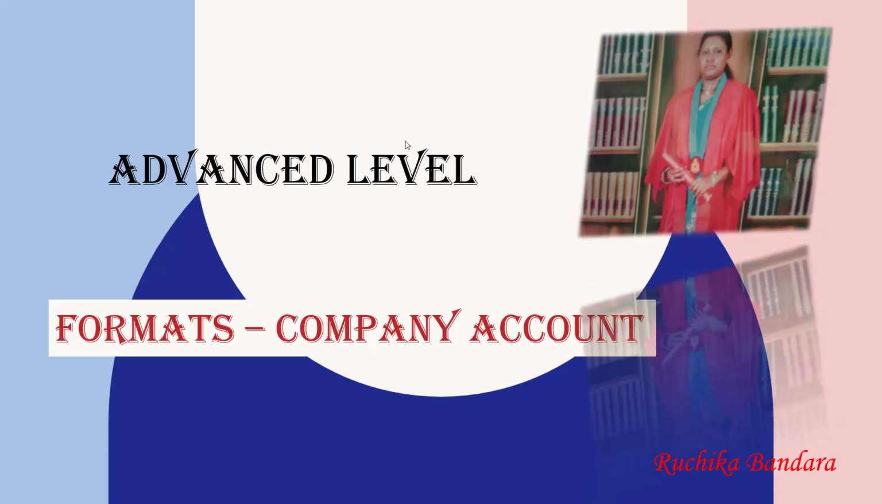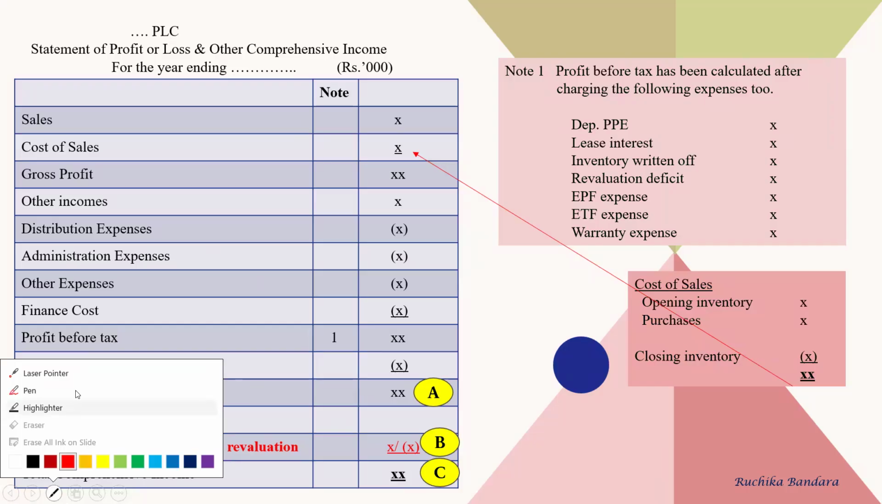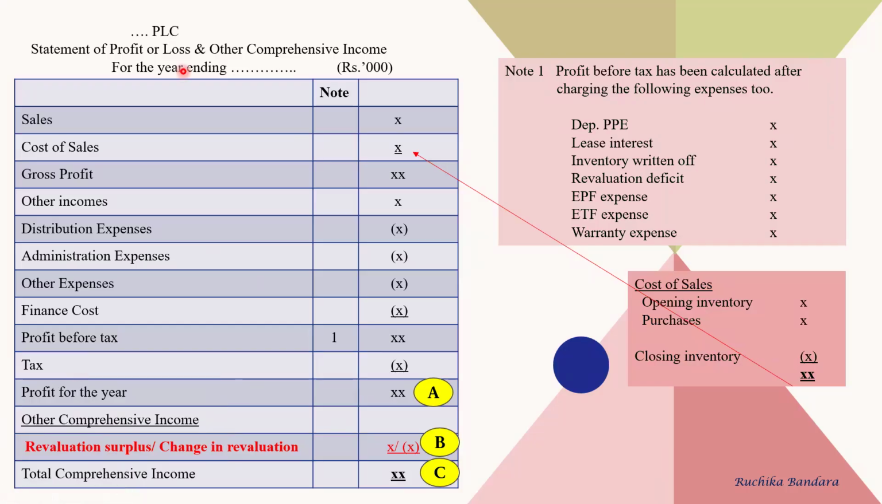These are the formats that we are using for a company account for our syllabus. First, we have to write the name of the company, statement of profit or loss, and other comprehensive income. For the year ending, you have to put the date. This is a summarized format.